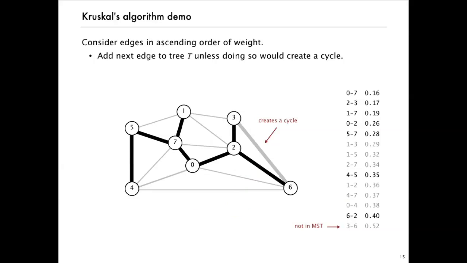We could check that we have V-1 edges and stop, or we can just keep going and see that the other edges in the graph create a cycle. And when we're done considering all the edges, then we have computed the minimum spanning tree. That's Kruskal's algorithm: consider the edges in ascending order of weight, and add the next edge to T unless doing so would create a cycle.